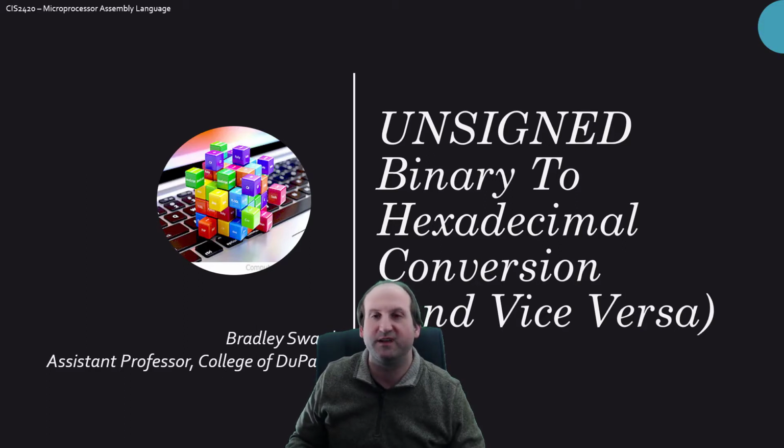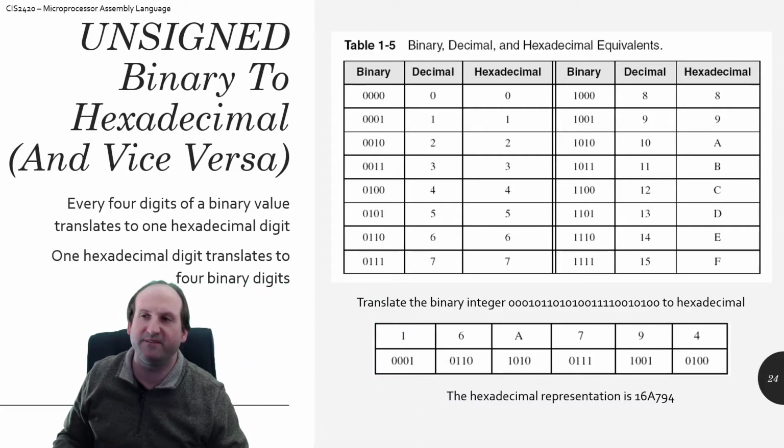In this short video, we're going to take a look at how to convert unsigned binary numbers into hexadecimal, or vice versa. Should be pretty short, pretty sweet. Table 1-5 here is pretty much all you need to know to be able to convert a number from binary to hexadecimal, or from hexadecimal into binary.